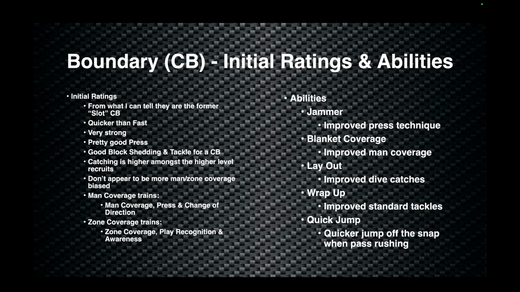So for the boundary corner, and then for the initial ratings, like I said, from what I can tell, they are the former slot cornerback. They are quicker than fast. They usually actually have pretty high acceleration. They're also very strong for a defensive back, especially the corners. They have pretty good press, good block shedding, good tackle for a cornerback. Again, good for them, not good overall. Their catching is higher amongst the higher level recruits. They don't appear to be more man or zone coverage biased. Again, they're kind of like the do-it-all.